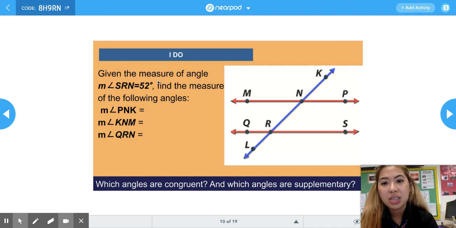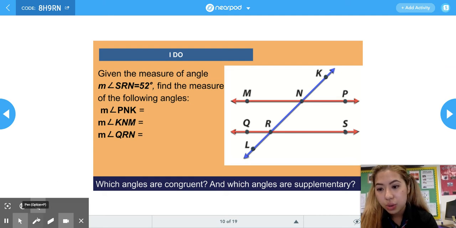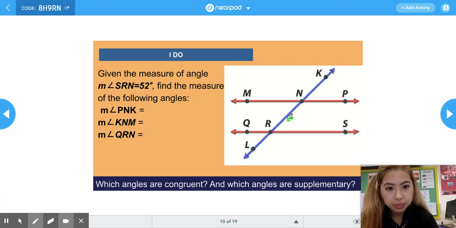For this next IDO problem, it says given the measure of angle SRN is 52 degrees, find the measure of the following angles. So if measure of angle SRN is 52, I'm going to label that right here. Then I have to find the measure of angle P and K. So P and K is the corresponding angle, and that's also going to be 52 degrees because corresponding angles also are congruent angles. So that means that they have the same angle measurement.